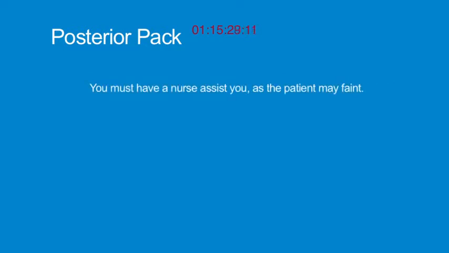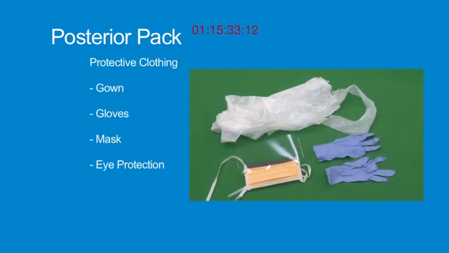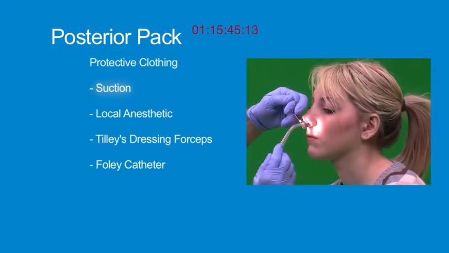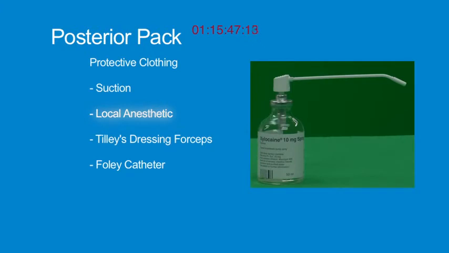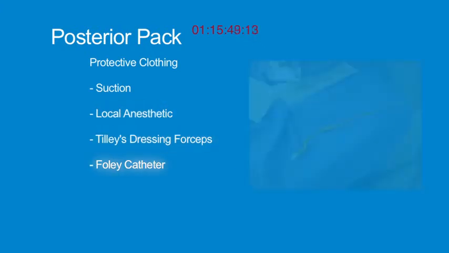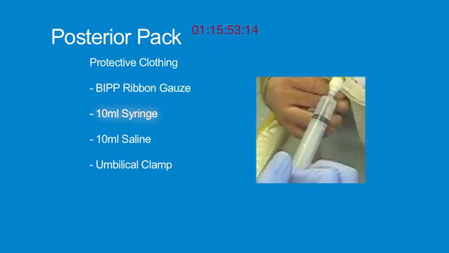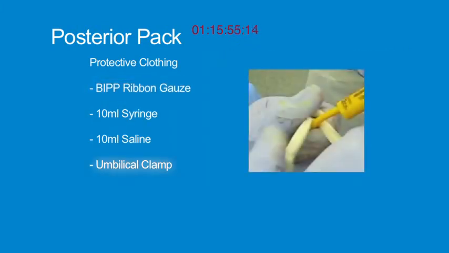You must have a nurse assist you, as the patient may faint. It's essential to make sure you're wearing gown, gloves, mask and eye protection. You'll need a tongue depressor and McGill's forceps to remove any clots from the back of the throat. You will need a Thudichum speculum, suction, a local anaesthetic, Tilley's nasal dressing forceps, a Foley catheter, a BIPP ribbon gauze dressing, a 10ml syringe, 10 ml of saline and an umbilical clamp.